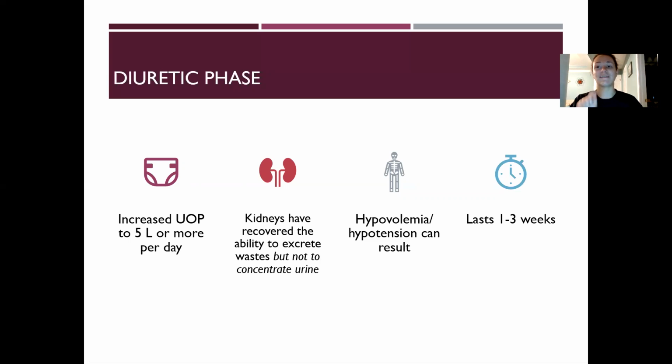So we are at risk in this phase for hypovolemia and hypotension. And you can see how that can just send us into a vicious circle of recurring AKI. So we need to get on top of this, know that it can happen, and replace the fluid volume and get this under control. This can last for 1 to 3 weeks.